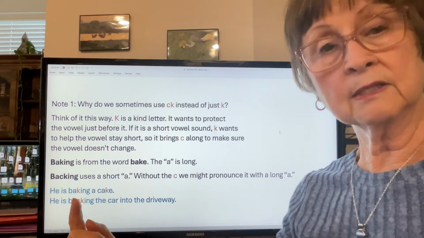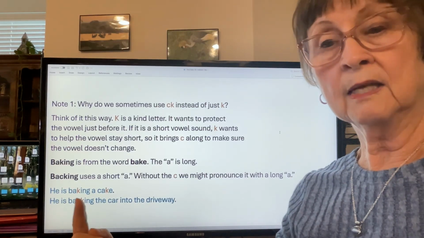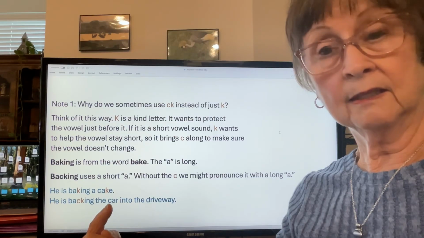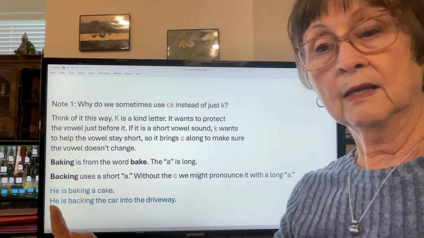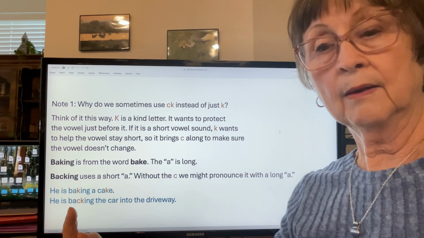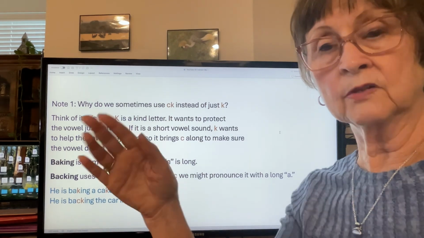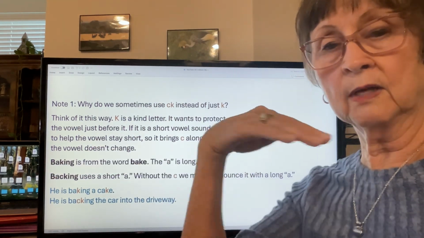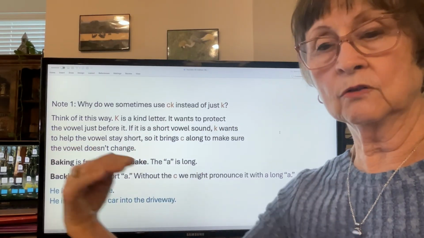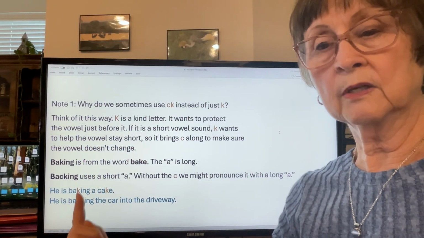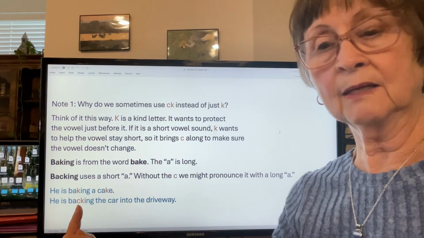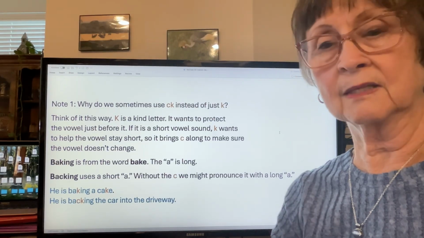Here are some sentence examples. He is baking a cake. He is backing the car into the driveway. Instead of going straight into the driveway, he's backing into the driveway. It's a very important difference between baking and backing, and without the C, we would miss it.